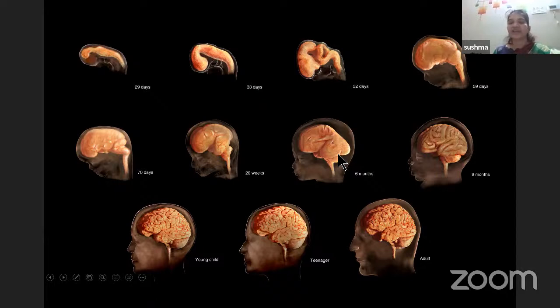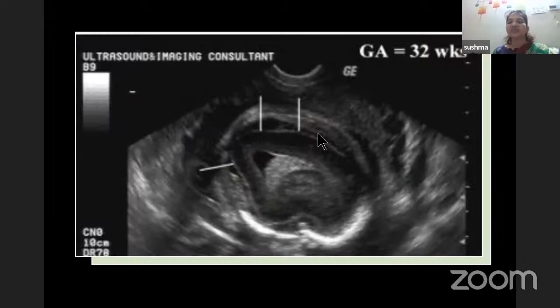So in the previous slide, this is a 32-weeker and there are no sulcations and gyrations. So this is diagnosed as, listen carefully, lissencephaly. That means absence of sulcations and gyrations. Lissencephaly is a third trimester diagnosis, and it cannot be diagnosed in the second trimester during an anomaly scan.